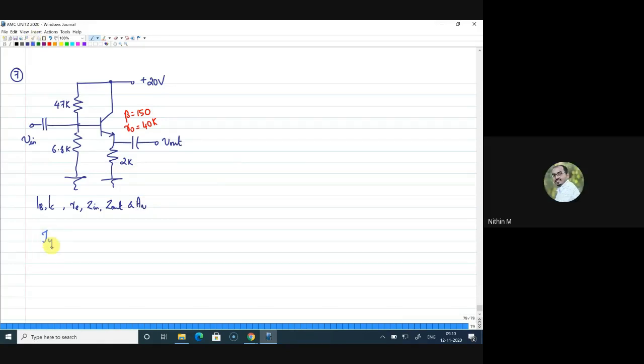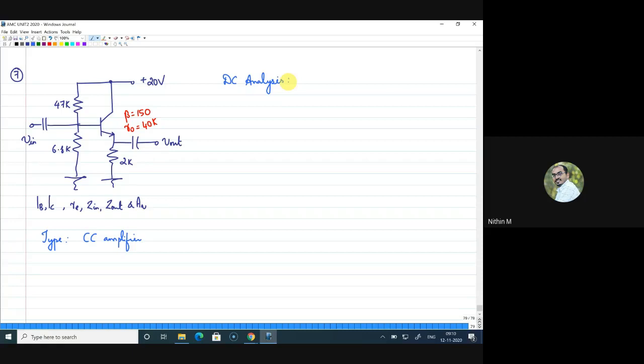So let me write the type here. The topology is common collector amplifier, because this will give clarity on how to perform the small signal analysis. Then we start with our DC analysis. Yes, that is correct, Karan. I hope in the last class all of you participated in working out the numerical, so I hope you can do the same today also.